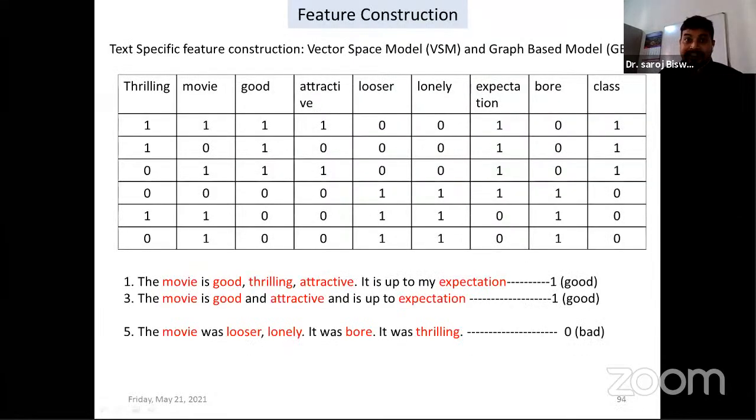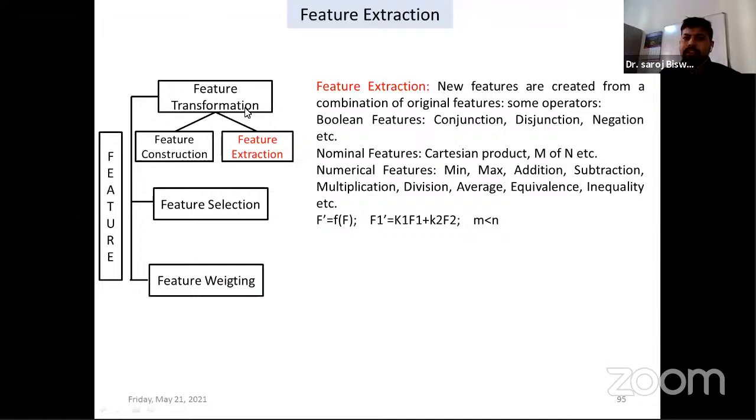For feature extraction, we already talked about how feature transformation can be divided into two ways. One is feature construction, and another is feature extraction. Understand that in feature extraction, a new set of features is created from a combination of the original features. We are not taking a subset of the features. We are creating a new set of features, and that is called feature extraction.